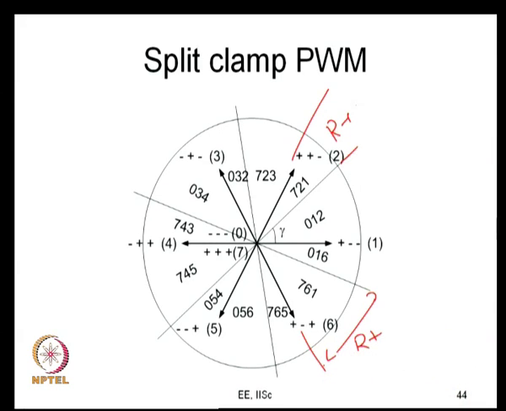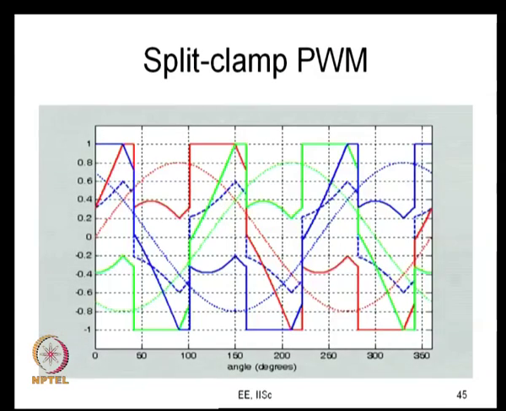These two intervals are not equal. As a special case, they can be equal to 30 degrees. This interval is equal to gamma, and this interval is equal to 60 minus gamma. So, for some interval gamma and some interval 60 minus gamma, R phase is clamped to the positive bus, and you will find the same thing symmetrically everywhere, and the equivalent modulating signals would look something like this. So, this is split clamp PWM, and you can see how they are equivalent.